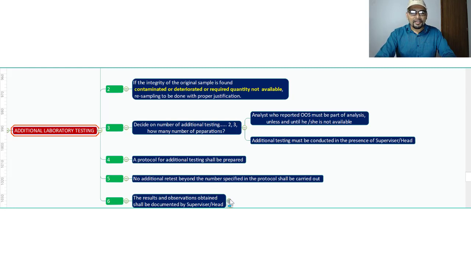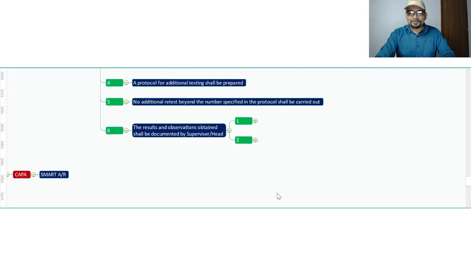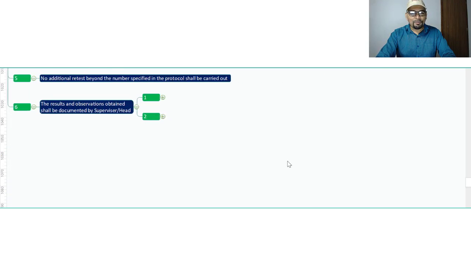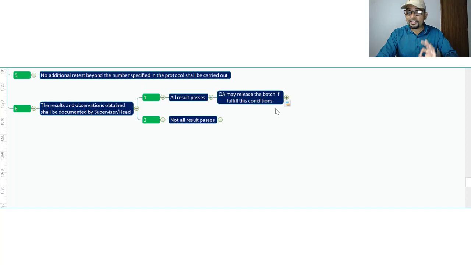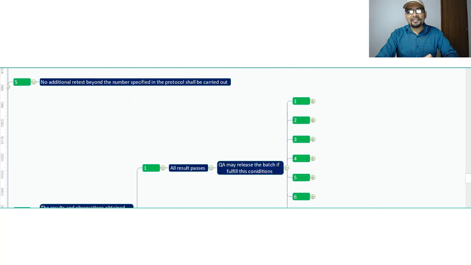Let us assume there could now be two scenarios. And what are those two important scenarios? All results pass, and not all results pass. Let us understand what decision you are going to take if all results pass, and this is something very critical. In this case, the one who takes the decision is the QA head, and based on this condition, a batch fulfills this condition.